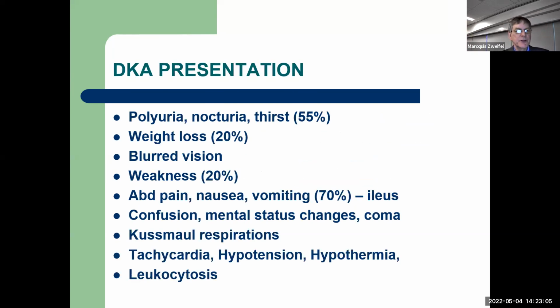So, again, very inefficient fuel. Presentation, you guys know this. Polyuria, thirst, weight loss, blurred vision, weakness, abdominal pain, nausea, and vomiting, 70%. And this is a problem because, again, you have to try and figure out whether there's a cause other than skipping insulin. So does somebody have a hot appendix? You better take care of that or you're not going to resolve the DKA. Or is the abdominal pain just from the DKA? And sometimes that can be really hard.